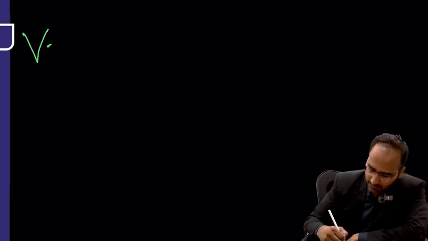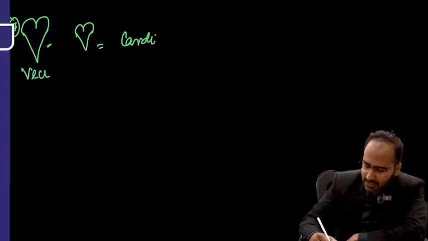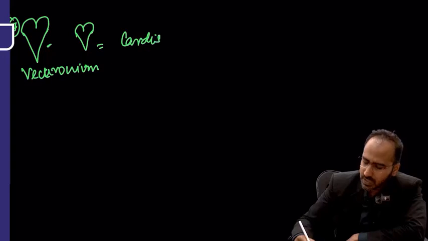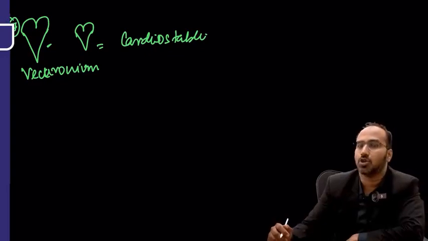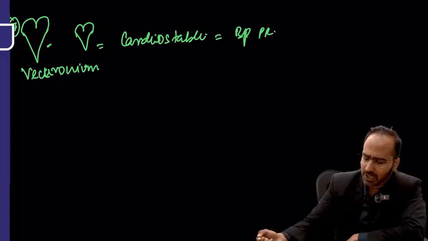Vecuronium. Remember, guys, we are discussing muscle relaxants. The 7th muscle relaxant that was introduced was vecuronium. Just look over here. I used to write vecuronium like this. The V of vecuronium looks like a heart. Hence, vecuronium is the cardiostable muscle relaxant. Vecuronium is the most cardiostable. Cardiostable meaning what? It is a muscle relaxant that has no effect on the BP and pulse rate; they remain totally normal.